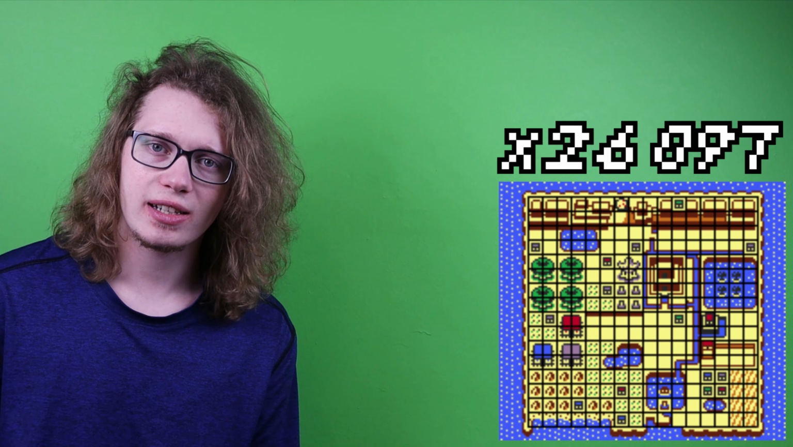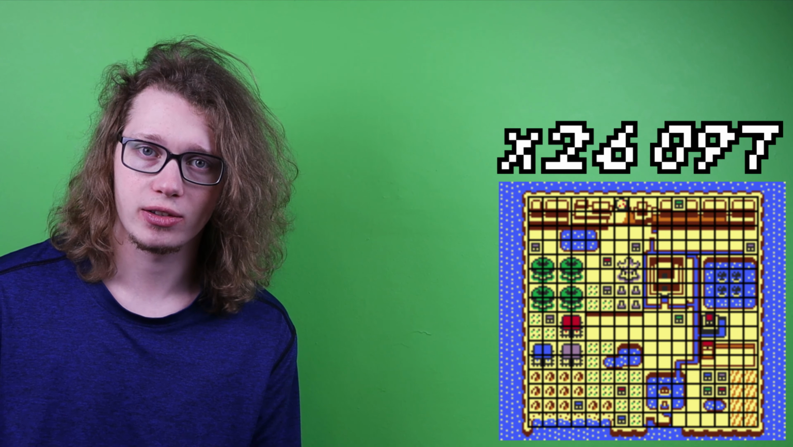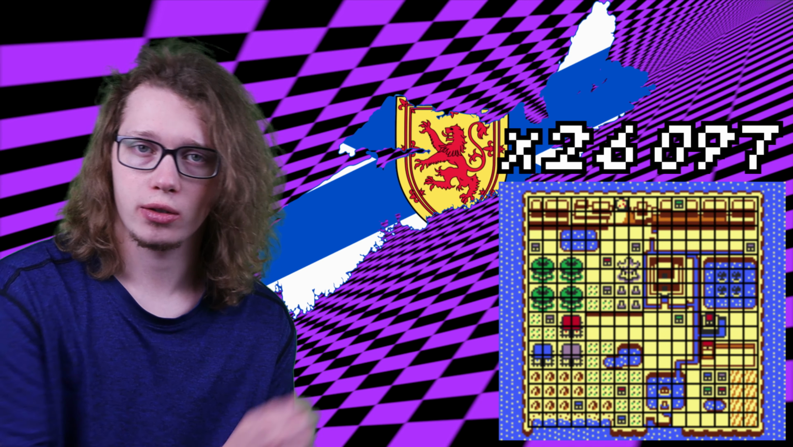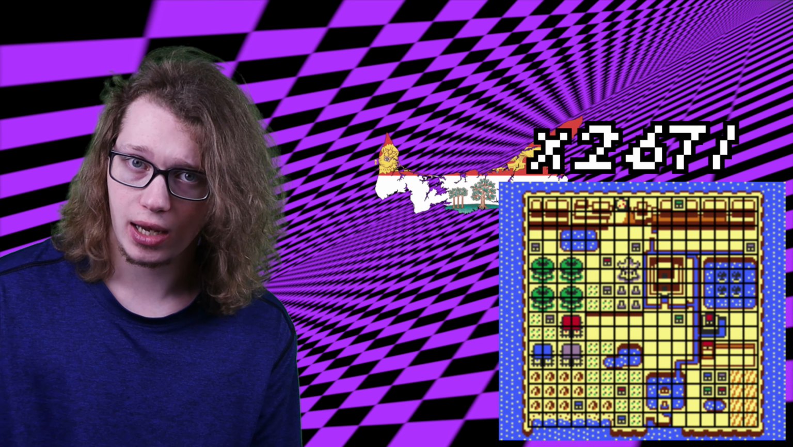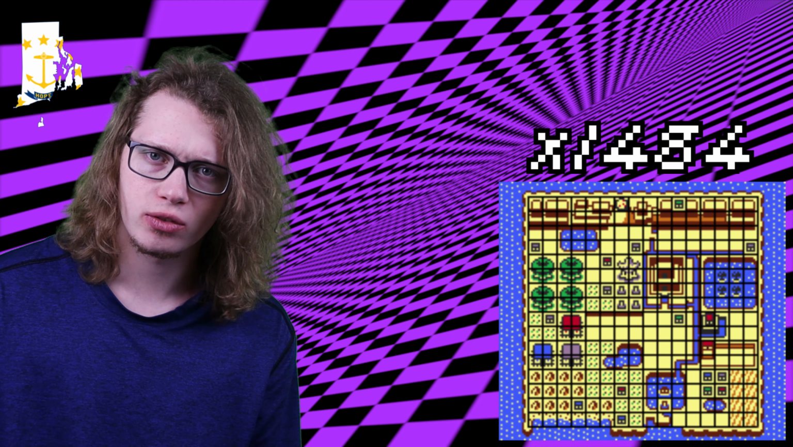Let's try another metric of scale. You could fit 26,097 Koholint Islands into my home province of Nova Scotia. You could fit 2,671 of them in our sister province of PEI. And even the smallest state in America, Rhode Island, could house 1,484 of them. That really goes to show how either A, ridiculously small this island really is, or B, how ridiculously bad at math I am. Regardless, with the conclusion I've come to, it seems kind of fitting.